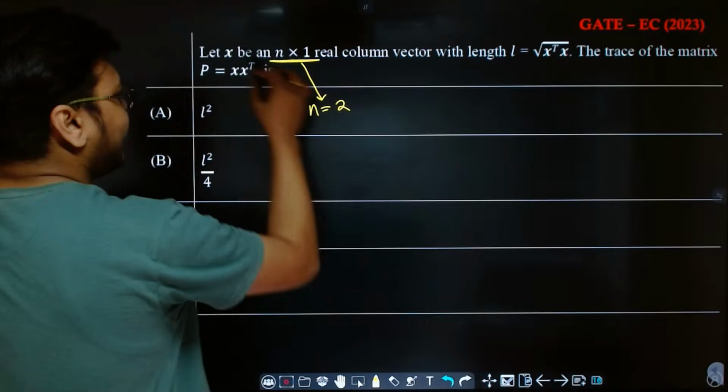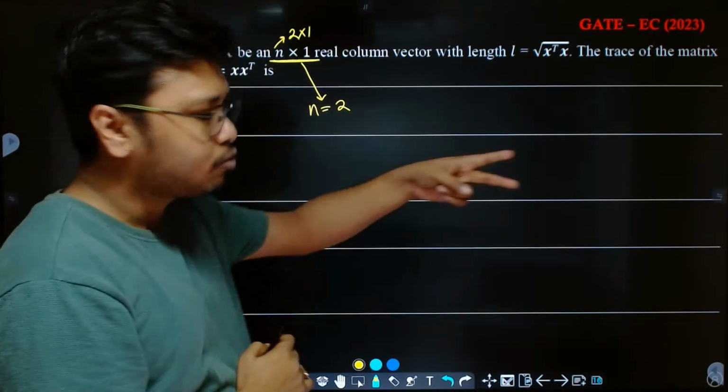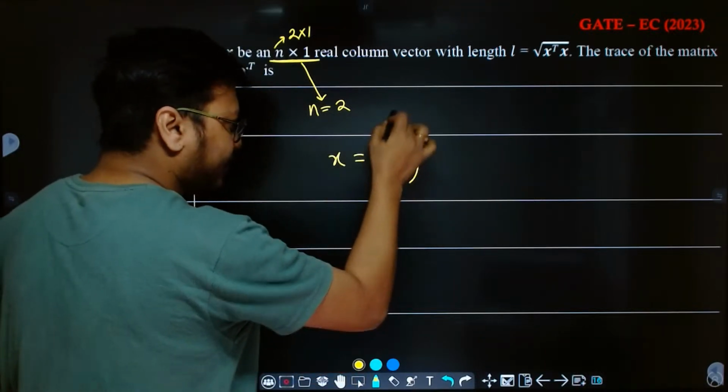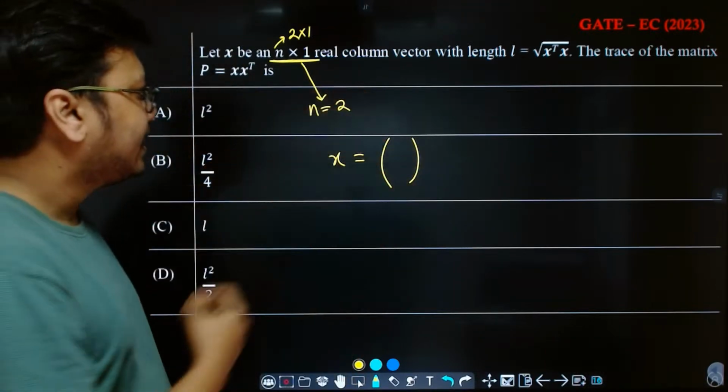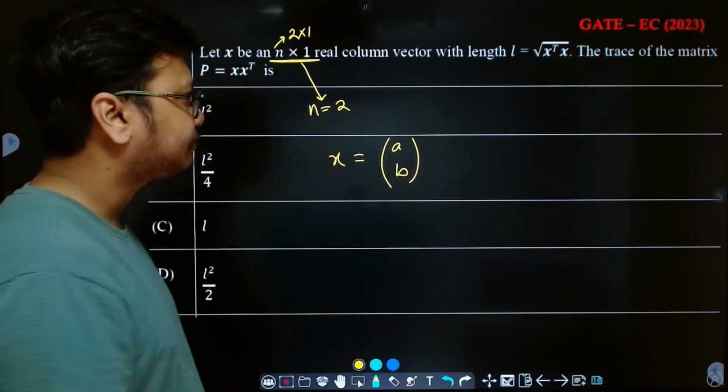So that means x is a 2 cross 1 vector. That means 2 rows, 1 column, a vector looking like this. Let's say the elements are a and b. Okay, let's take it a, b.